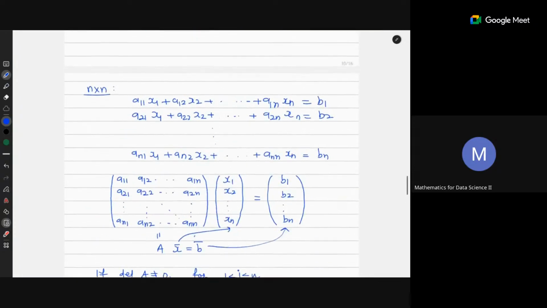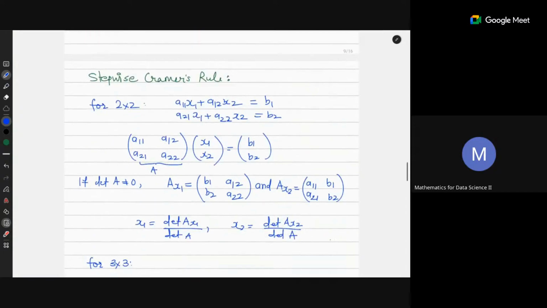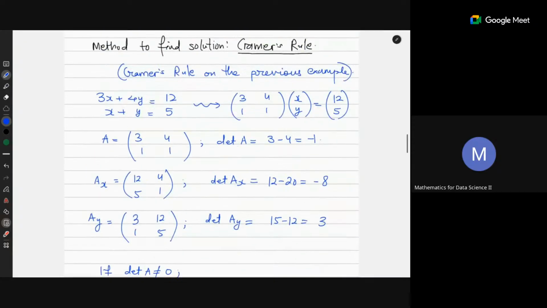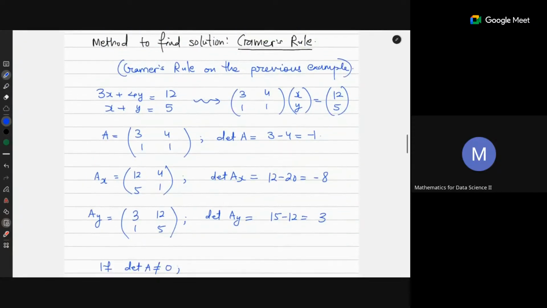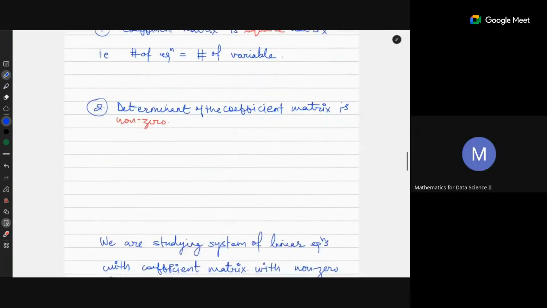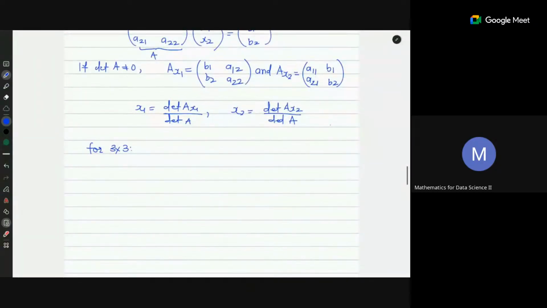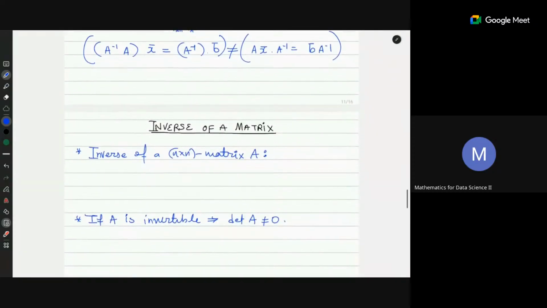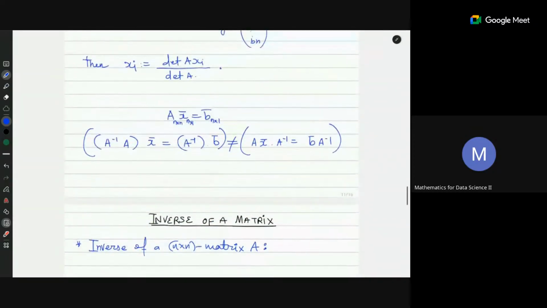I have already discussed Cramer's rule for 2 cross 2. I started with it in the 2 cross 2 matrix. Sir, I will ask about 3 cross 3. You can similarly generalize it for 3 cross 3 also. If I have time at the end, I will discuss that. I need to cover more material.